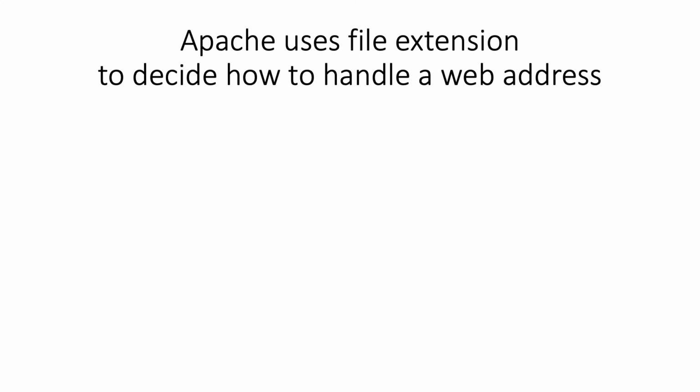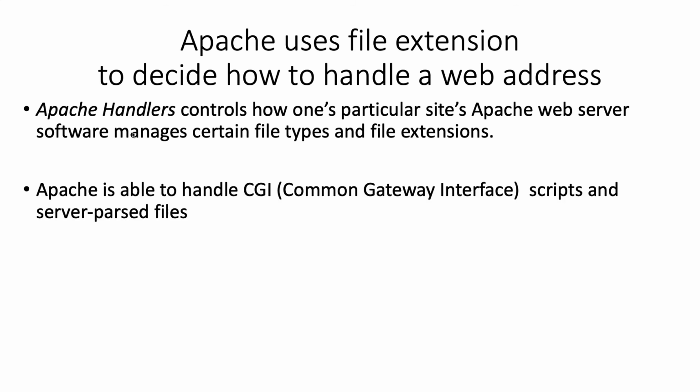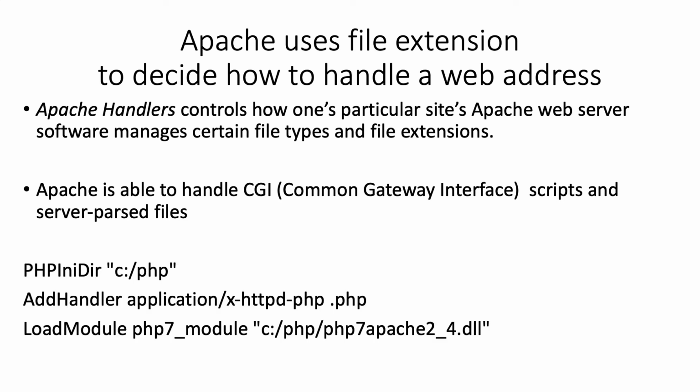But Apache uses file extensions to decide how to handle a web address. Apache handlers defined in the httpd.conf file control one's particular site and manage how each file is handled. So Apache's using what's called CGIs, or Common Gateway Interface Scripts, and server parsed files. Some of those are Perl. There's lots of them, but one of them is PHP.